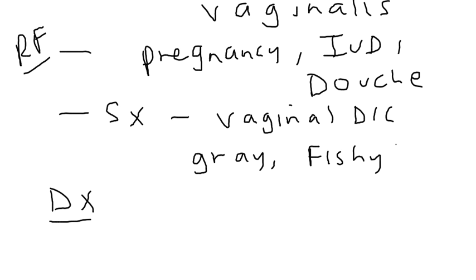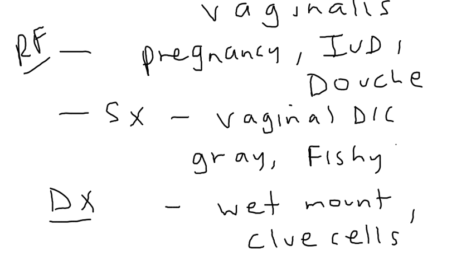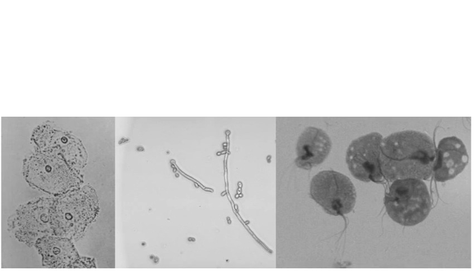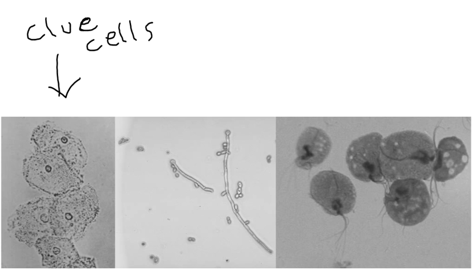Remember, I talked about that famous wet mount. You take the vaginal secretions and put them on a slide, and then you examine it microscopically. When you do, you will see something called clue cells. Now a picture speaks louder than words, so what are clue cells? Well, these are clue cells right here. That's what they look like. Clue cells are bacteria that are sticking to these epithelial cells, and that's essentially a definition of clue cells.